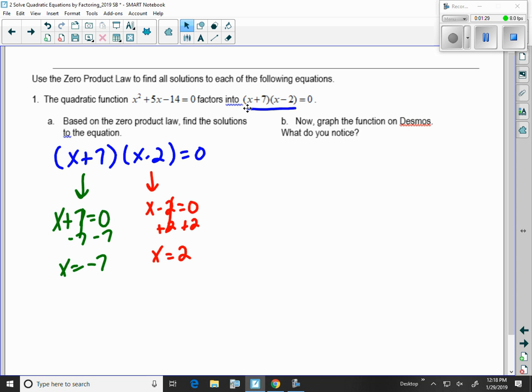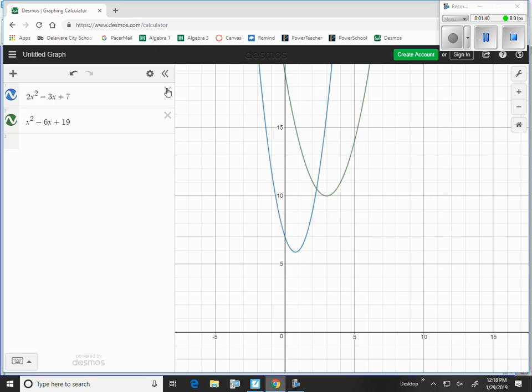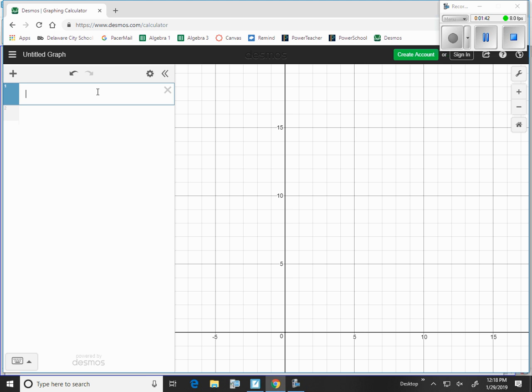This is the only time we're going to use Desmos. You don't need to do it. I just want you to watch me do this, that way we don't all have our stuff out, because you won't need to do this every time. So I'm going to go to my Desmos. Let me clear these out. And my original, what was it, x plus 7, x minus 2.